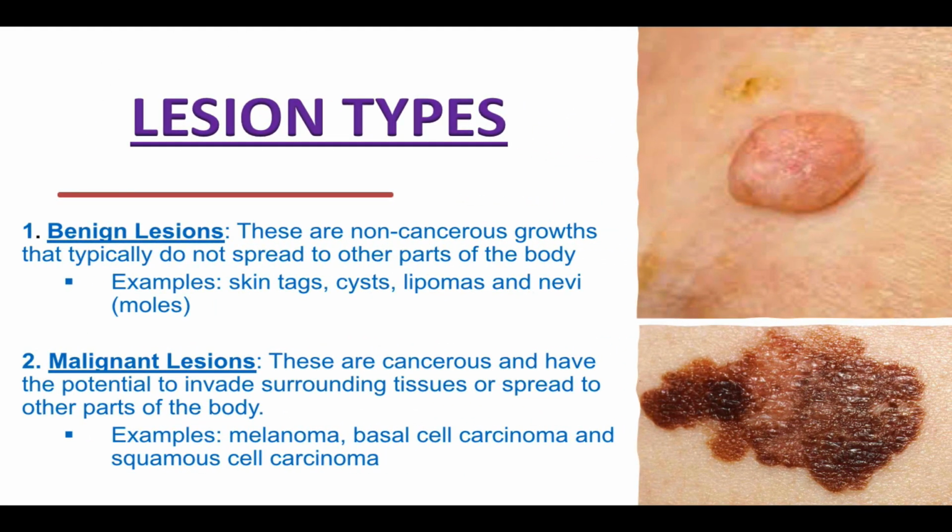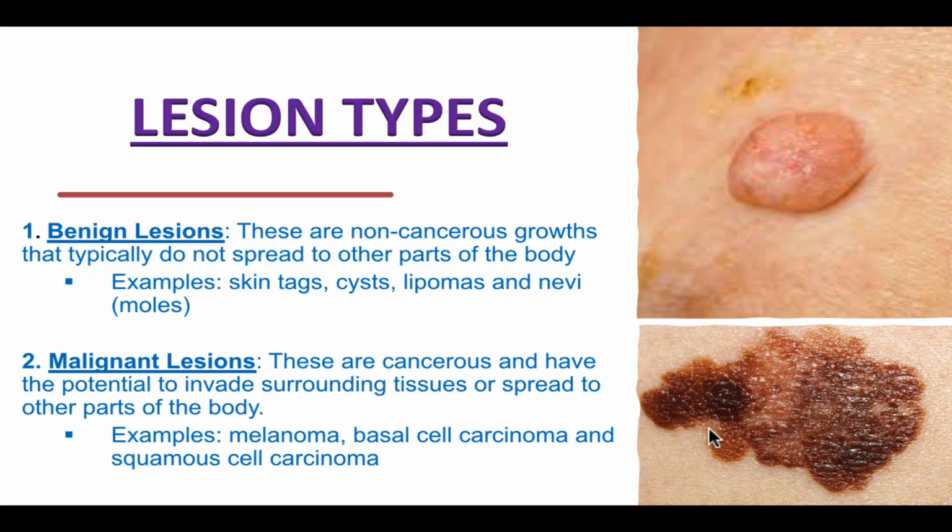Lesion types. Let's start by discussing the different types of lesions, beginning with benign lesions. Benign lesions are non-cancerous growths that typically do not spread to other parts of the body. These lesions are generally considered less serious but still require attention and appropriate treatment. Some common examples of benign lesions include skin tags, cysts, lipomas, and nevi, which are also known as moles.